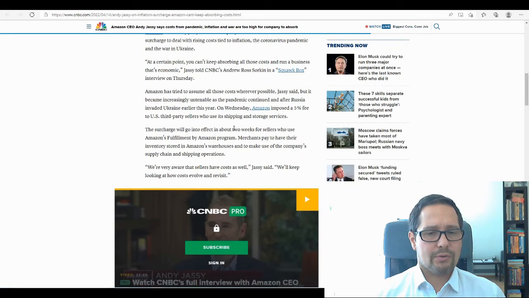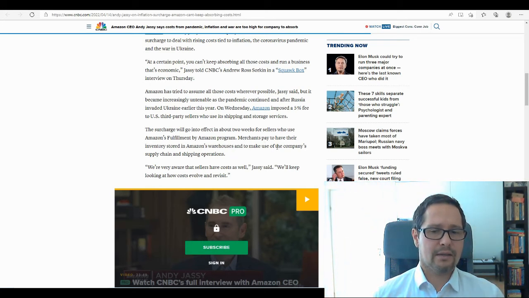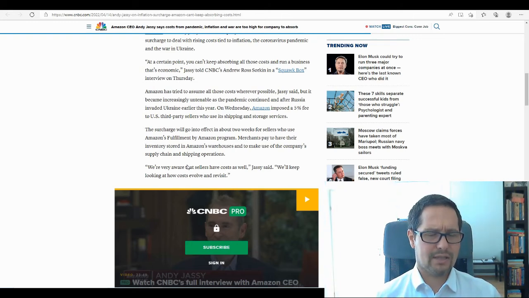This surcharge will go into effect in about 2 weeks for sellers who use Amazon's Fulfillment by Amazon program. Merchants pay to have their inventory stored in Amazon's warehouses and to make use of the company's supply chain and shipping operations. We are very aware, so you see they are also in this supply chain very much as an e-commerce company which has a global presence.